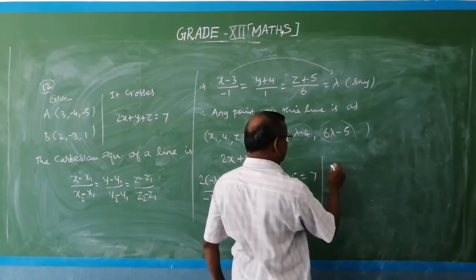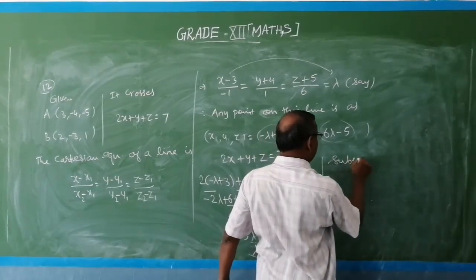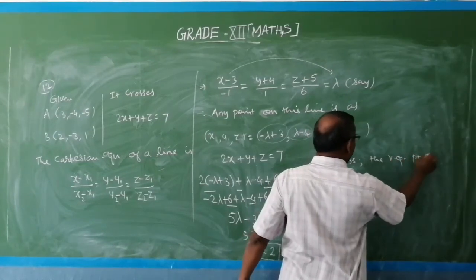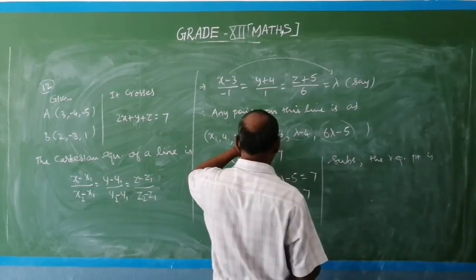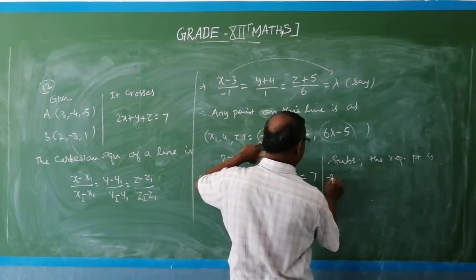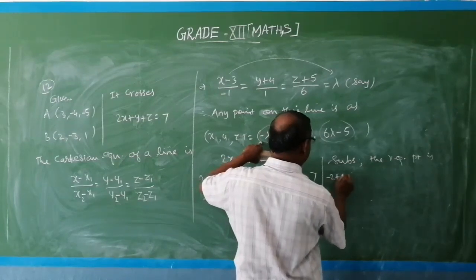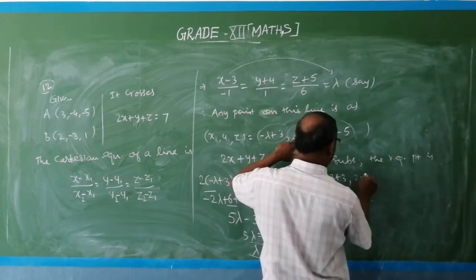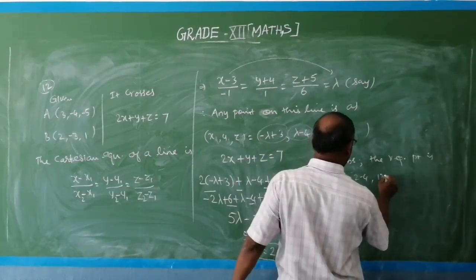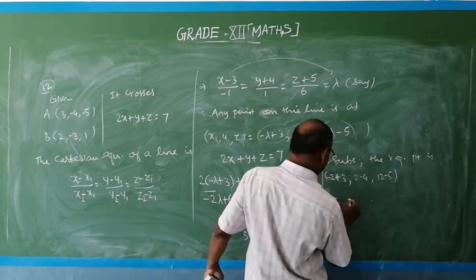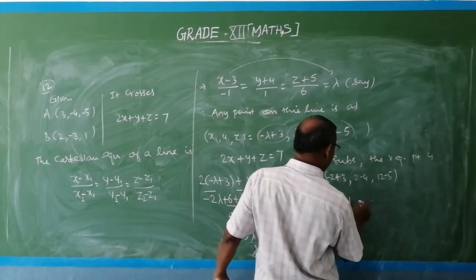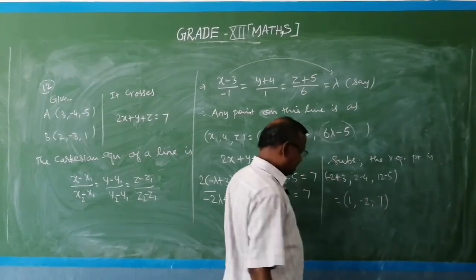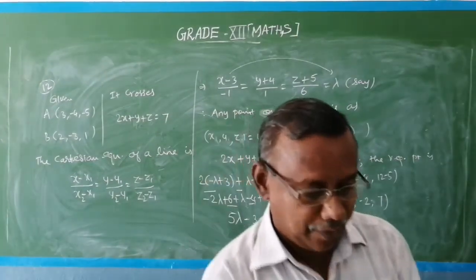Substituting, the required point is minus 2 plus 3, comma, 2 minus 4, comma, 12 minus 5, which is equal to 1, minus 2, 7. This is the required point for problem number 12.